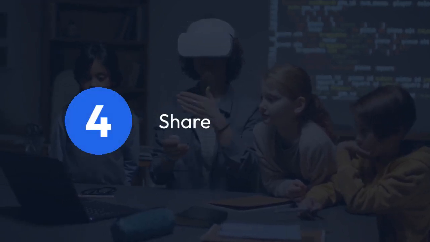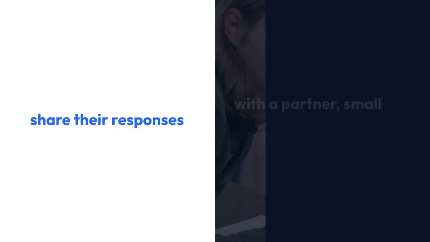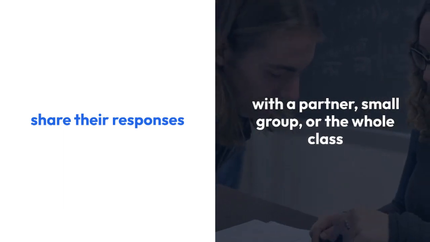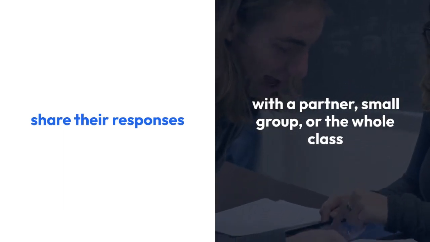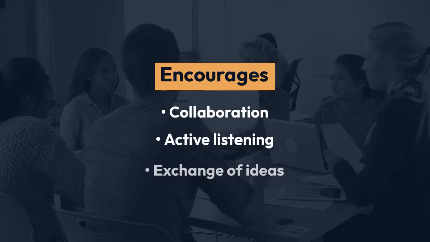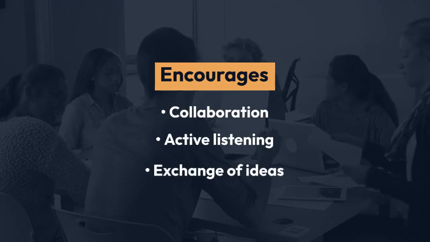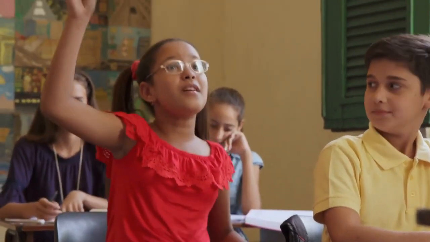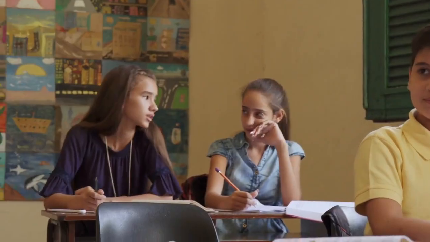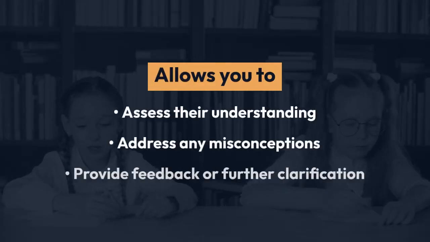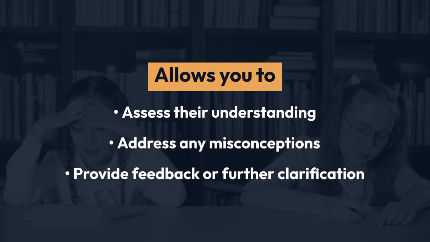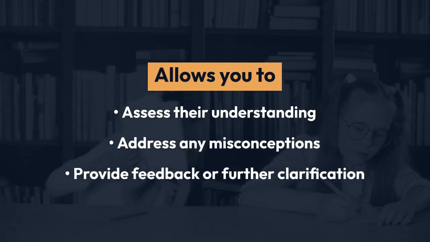Step 4: Share. Once students have completed the sentence stem, have them share their responses with a partner, small group, or the whole class. This step encourages collaboration, active listening, and the exchange of ideas. Step 5: Assess. Call on random students to share their responses or insights from the group discussions. This step allows you to assess their understanding, address any misconceptions, and provide feedback or further clarification.